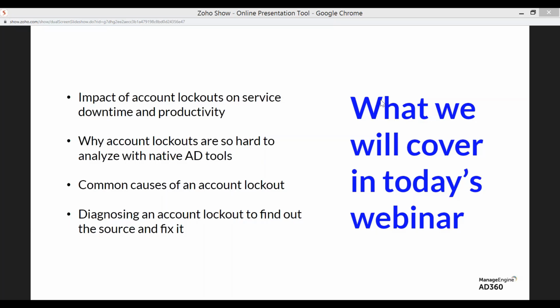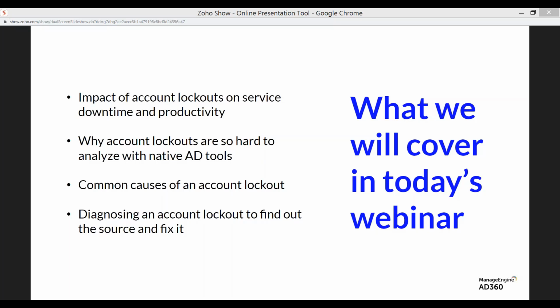And through the course, we will also understand what the common causes are, and this knowledge can essentially help us handle account lockouts very differently. So what if you can take a proactive approach to account lockouts? What if you can have a system that foolproofs your users from locking themselves out? So that is very much the agenda of the session.